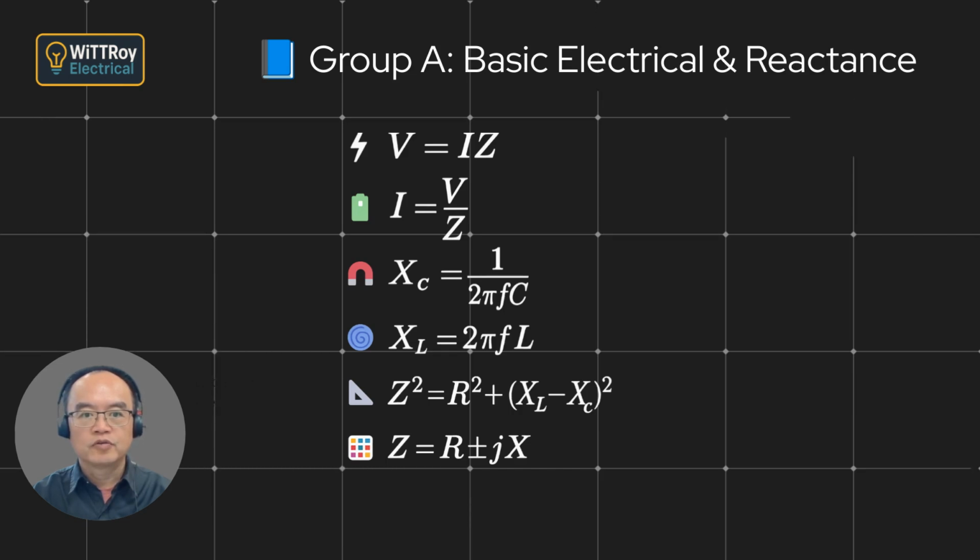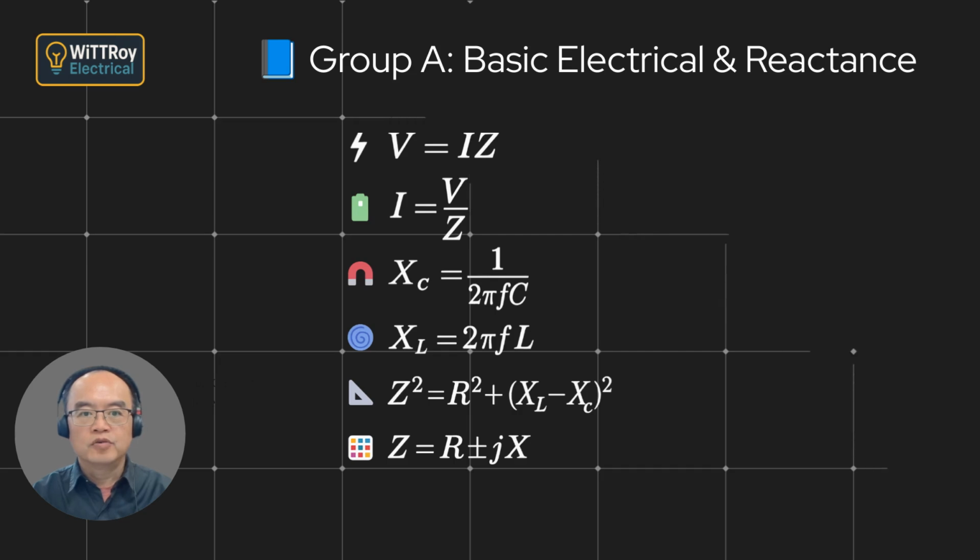Now we go to the next formula. The formula is XC equals 1 divided by 2 pi FC. This formula is used to calculate capacitive reactance in an AC circuit. XC means capacitive reactance in ohms. F means frequency in hertz. C means capacitance in farads. Repeat, XC equals 1 over 2 pi FC.